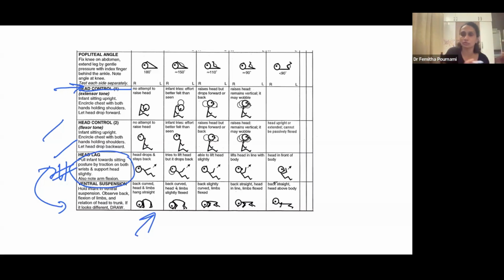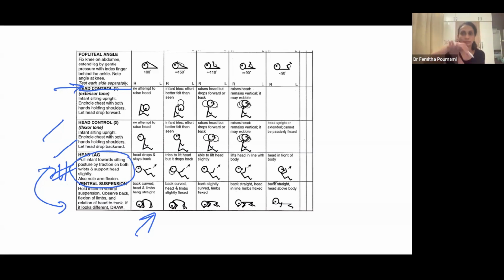You could do popliteal angle, you could do leg traction, arm recoil, arm traction, all that you can do. Posture you can look at. You can look at neurobehavior. You can look at abnormal signs, but you need not do ventral suspension and head lag in those babies. Flexor tone, extensor tone of neck, not required, if the baby is a fragile baby who's on ventilator or any kind of intensive respiratory support.